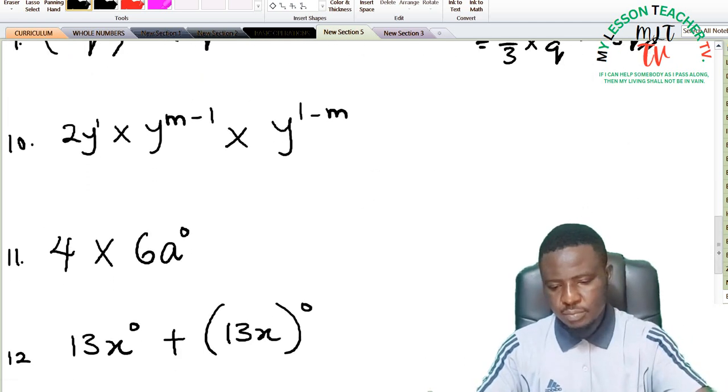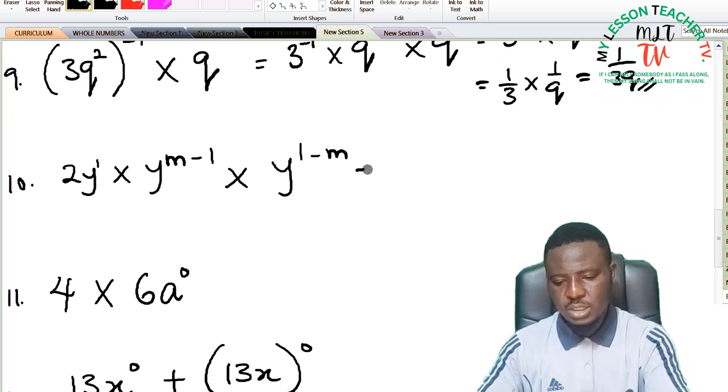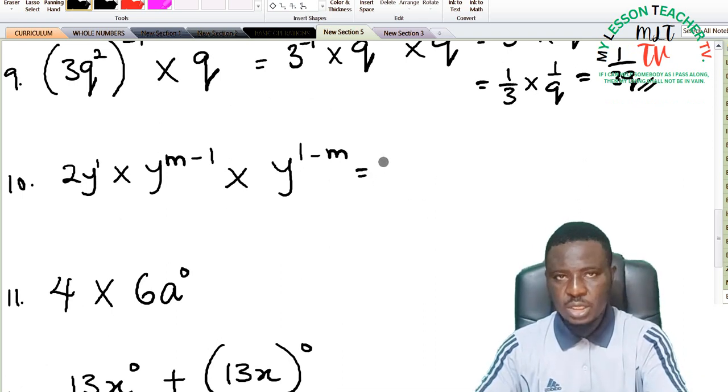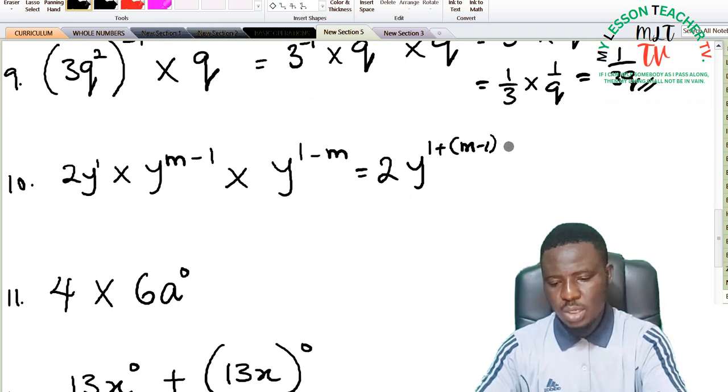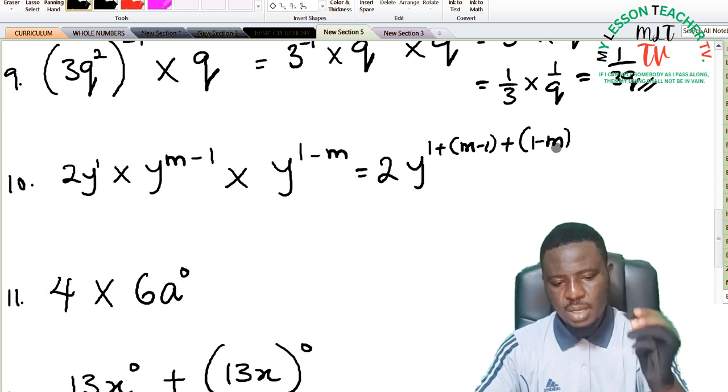For question number 10, this is equal to, multiply out the coefficients. You have 2, then y raised to the power of 1 plus m minus 1 plus 1 minus m.